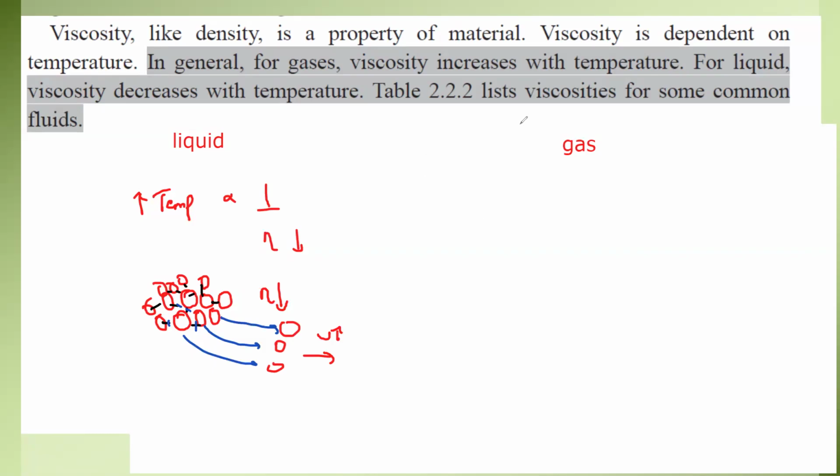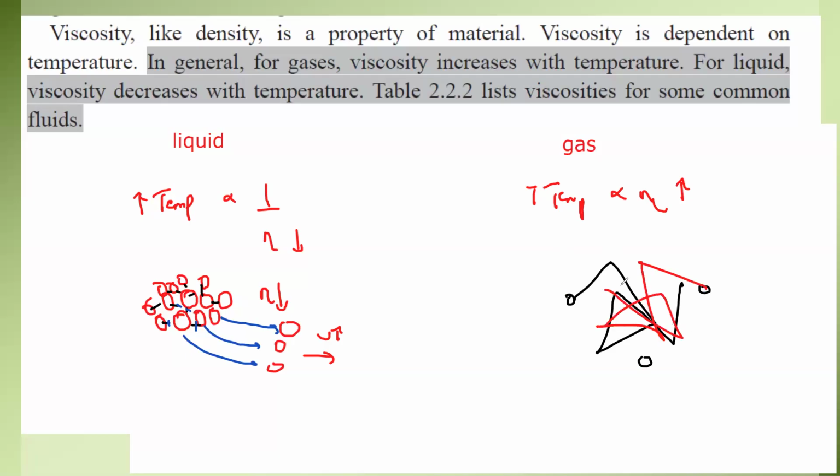But in gases, what happens? When we increase the temperature, the gas becomes more viscous, meaning it resists the flow and does not flow easily. What is the reason? In gases, the particles are already apart and moving randomly. When you increase the temperature, the random motion increases, so the net displacement decreases. If the net displacement decreases, the velocity also decreases, or we can say the viscosity has increased. Is it clear now?